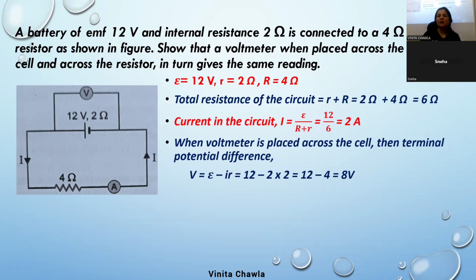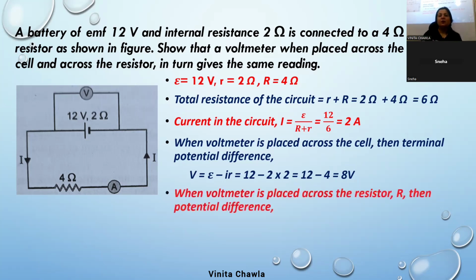V is E minus Ir. So if we connect a voltmeter across the cell, then you can find the terminal potential using this formula. Put the values here. E is 12, I is given, it's 2 ampere, and the internal resistance is 2 ohm. You'll get 8 volt. This is the terminal potential difference.